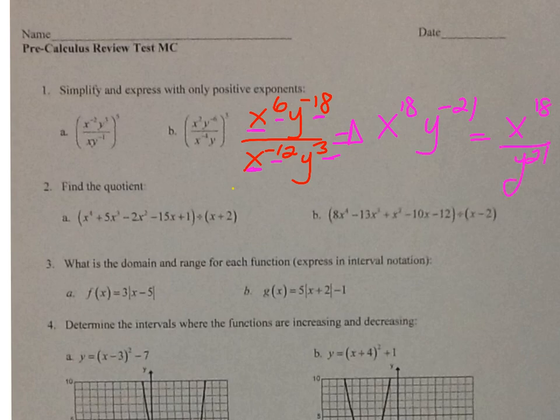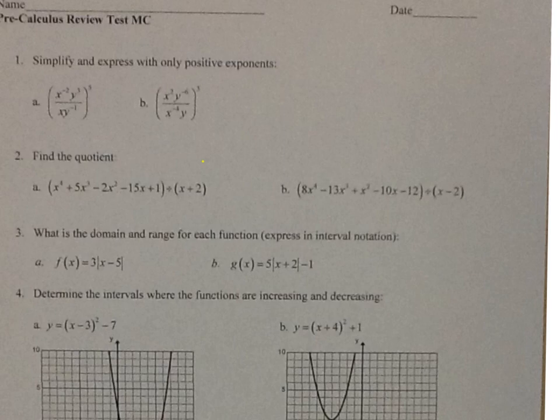Okay, so let's take a look at number 2. All right, so number 2 is to find the quotient. You could either do long division or you can do synthetic division. So I'm going to do synthetic division. So remember, we're dividing by x plus 2, so it's negative 2 that goes on the outside. And inside the bar that I'm going to create are all the coefficients. So I'm going to set that up here.